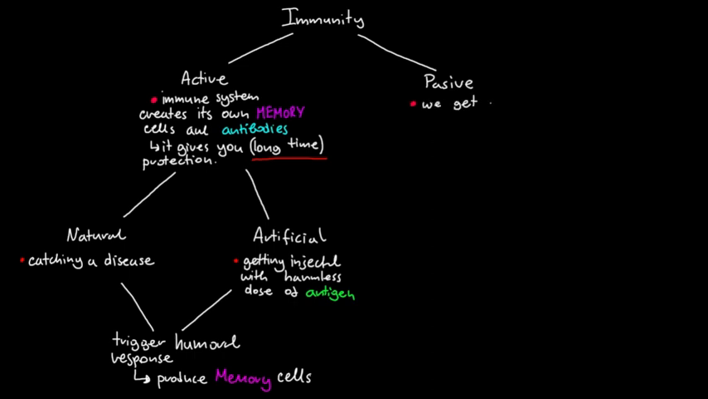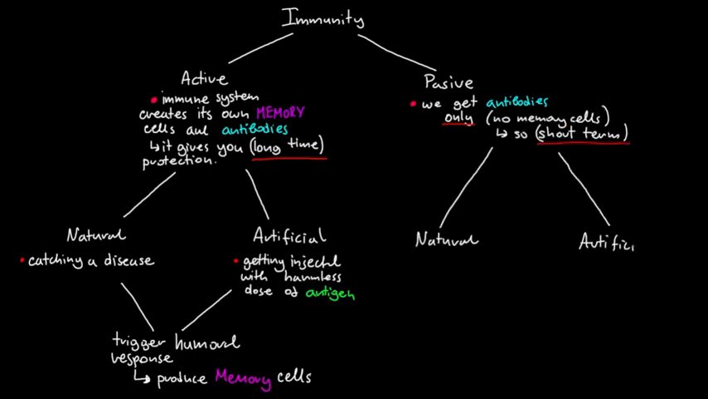We can also have passive immunity. It is when we get antibodies only, in big amounts, sufficient to fight the pathogen very fast. But make sure you know that this type of immunity does not produce memory cells, which means that it will not last longer than the antibodies are present in the blood. Passive immunity is basically being given antibodies that were made by a different organism, so no memory cells.